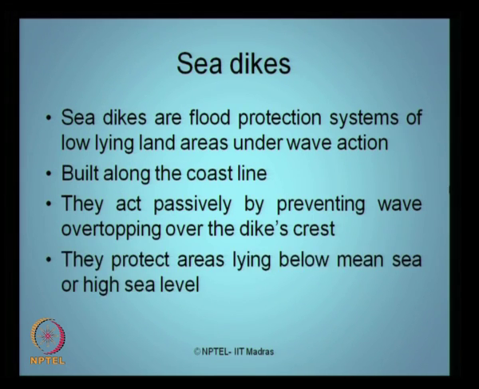They protect the areas lying below the mean sea level or high sea level. So, the location of a sea dike depends on the sea statistics at the specific location. In general, they are flood protection systems constructed along the coastline to protect the low lying land areas under wave action.